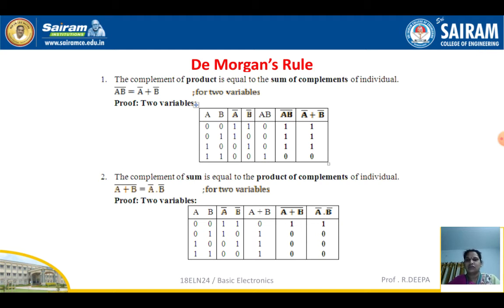First let us take the possibilities of a and b: 0 0, 0 1, 1 0, 1 1. In the next column we'll find a bar and b bar. Then in the third column find a plus b, and in the next column a plus b whole bar, and finally we need to multiply a bar into b bar. You can see from the table that it is proved that a plus b whole bar is equal to a bar into b bar. So this is the second De Morgan's law. You can make use of De Morgan's law for simplifying any complex Boolean expression.